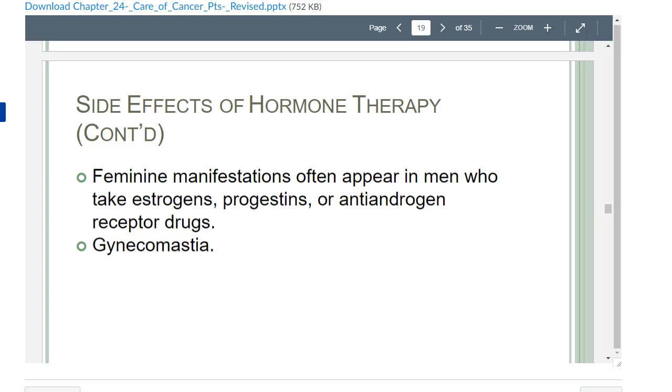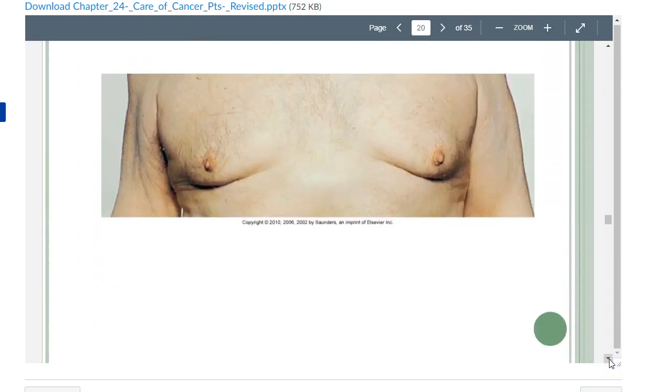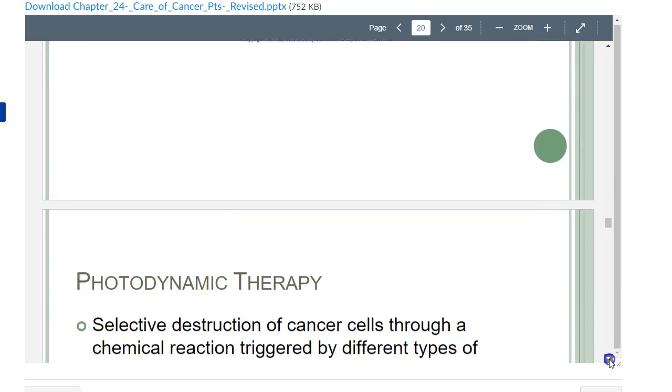And maybe with this type of therapy for cancer, some of these men or women may need some counseling for the many changes that occur, okay? So that's important to do, to give these patients a lot of psychosocial and psychological support. And this is the gynecomastia that may happen with men.